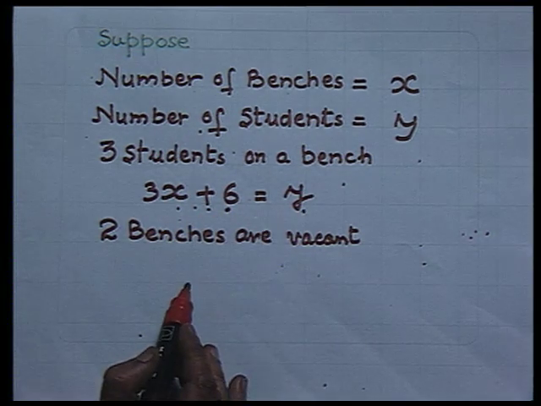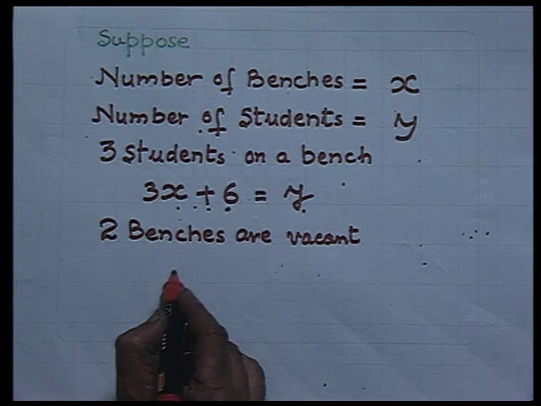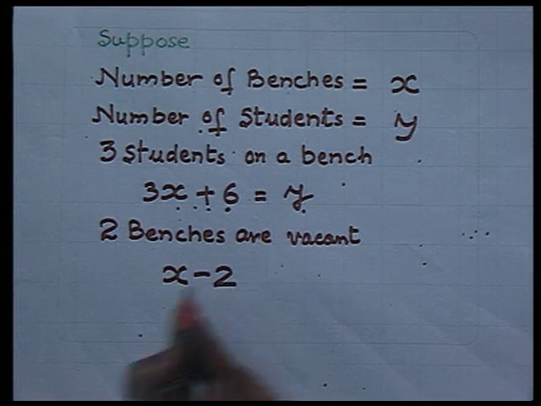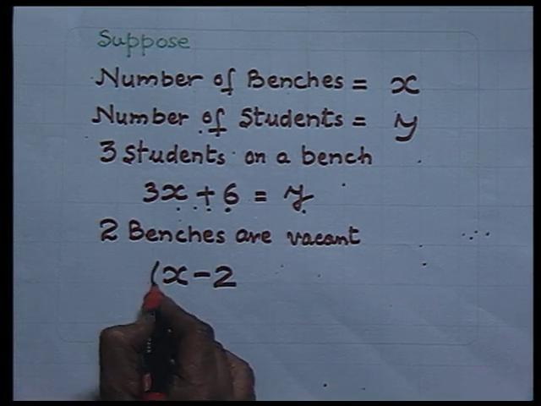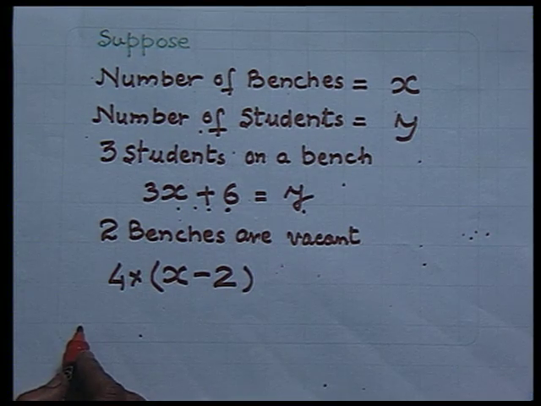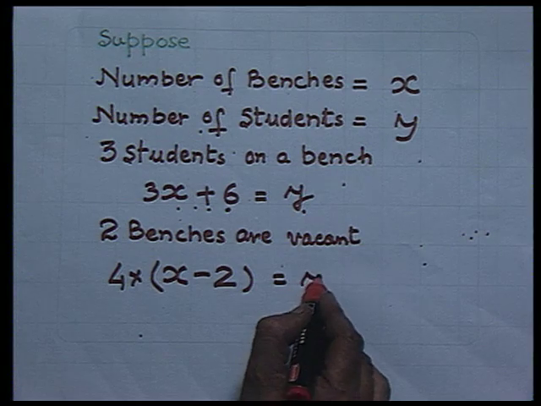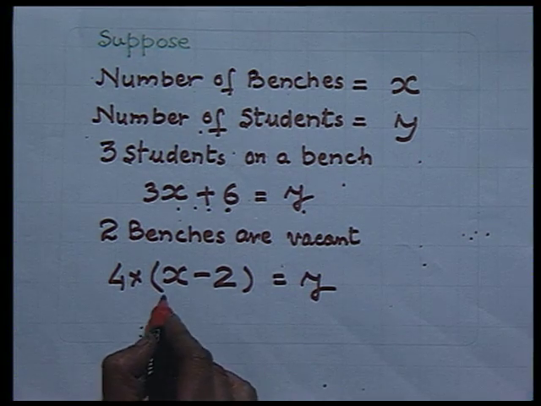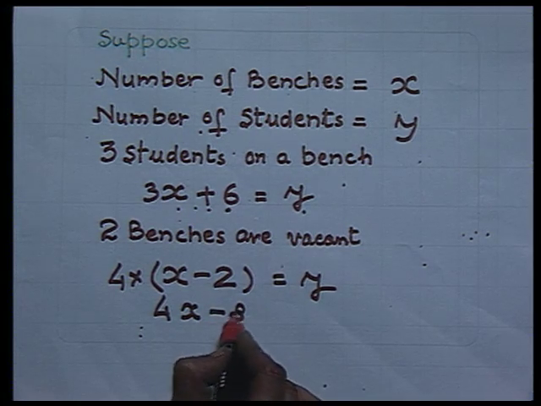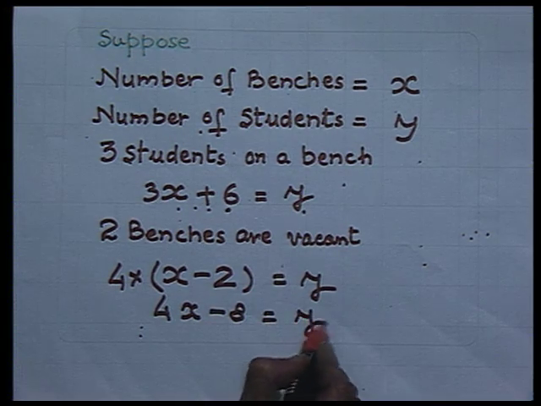But if 4 students sit on each bench, 2 benches are left over. So, that means the original benches are x and 2 benches are left over, that is, the new number of benches will be x minus 2, and because 4 students are sitting on each bench, this is 4 times x minus 2. This will be equal to the number of students, and on simplifying this I get 4x minus 8 equals y.